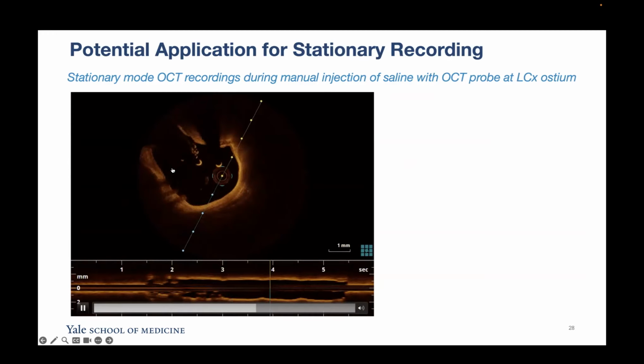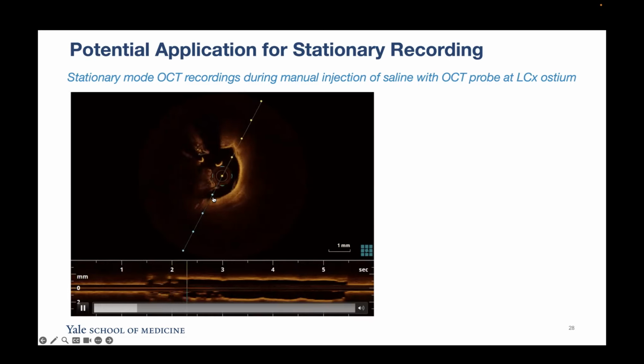So this is the type of image. This is a stationary recording. You don't have a millimeter scale here; you have a seconds register. So you have 6 or 7 seconds of recording that you can benefit from. And for saline, this is pretty much what you need. You just need fractions of a second to see where you are. So this is a pretty clear image in the ostium.